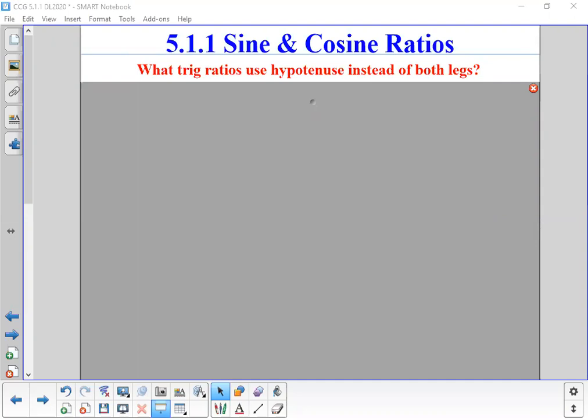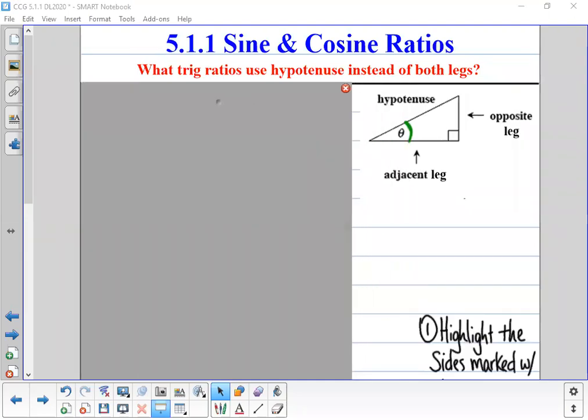Our essential question for today is what trig ratios use the hypotenuse instead of both legs? So the first thing that I want you guys to do is draw this diagram right here, this right triangle diagram. We have our reference angle theta.